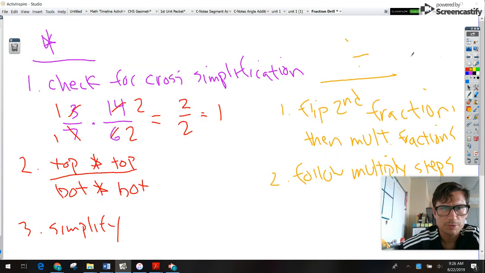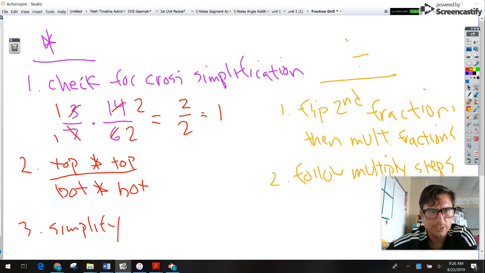And rules for multiplying. First thing you do is check for cross simplification. It's only a rule for multiplying. So for example, here we have 3 over 7 times 14 over 6. If you notice, we have 3 and 6 through the diagonals, they're both divisible by 3. 3 goes into itself 1, and 6 divided by 3 is 2. 7 and 14: 7 goes into itself 1, 14 divided by 7 is 2. So you notice now it's a lot easier.